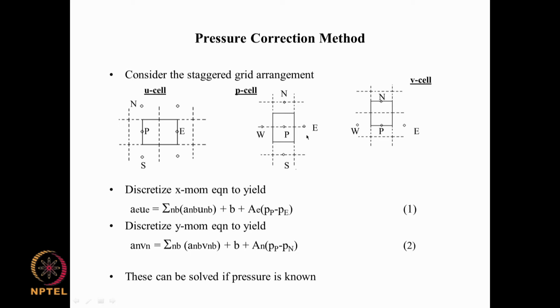Just like when we integrate this equation, we will be getting the pressure at capital E, capital West, capital North, and capital South. Here it is this point, the velocity at this point, the velocity at this point, and the velocity at this point.